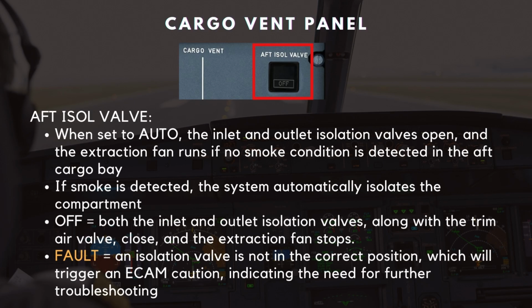When set to auto, the inlet and outlet isolation valves open, and the extraction fan runs if no smoke condition is detected in the aft cargo bay. If smoke is detected, the system automatically isolates the compartment. When the switch is placed in the off position, both the inlet and outlet isolation valves, along with the trim air valve, close and the extraction fan stops. If the fault light illuminates, it signals that an isolation valve is not in the correct position, which will trigger an amber light and an ECAM caution, indicating the need for further troubleshooting.